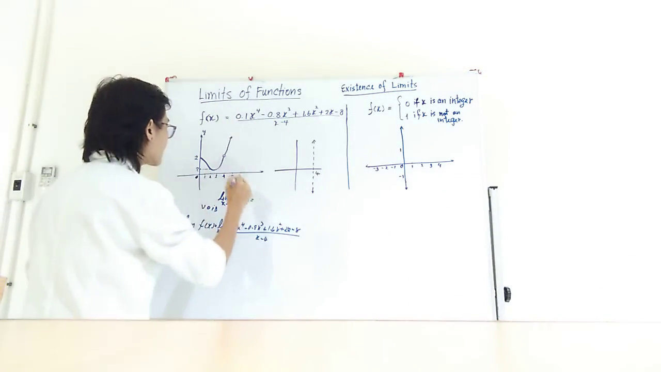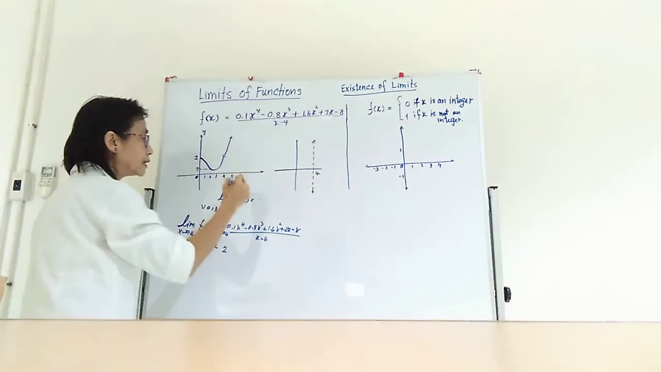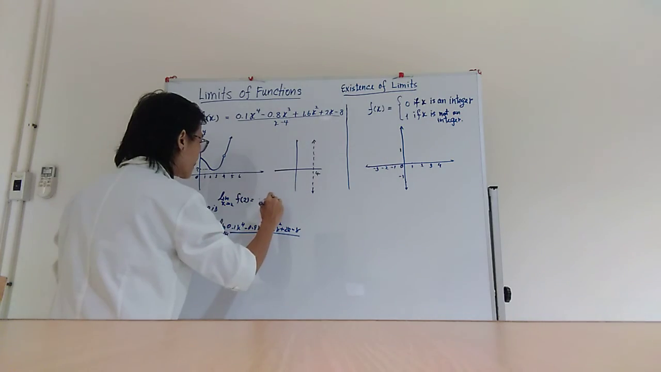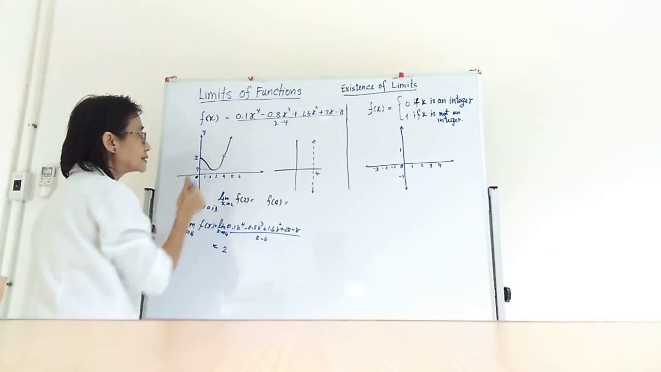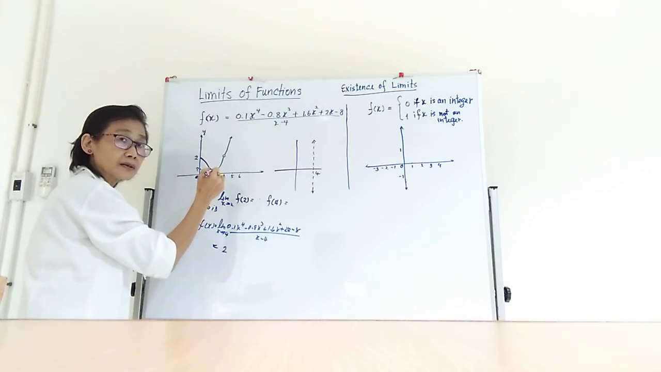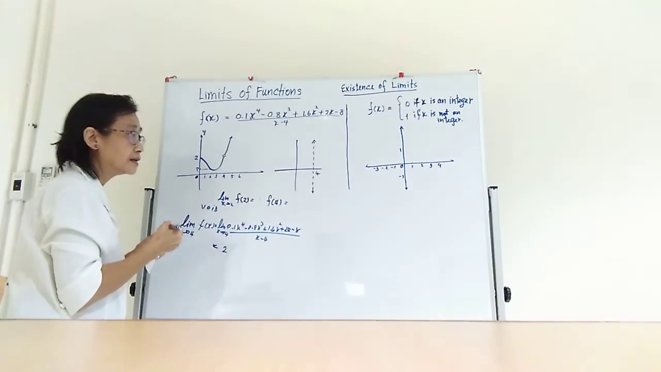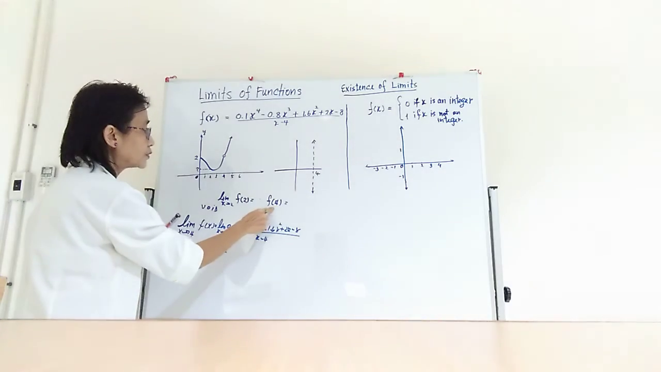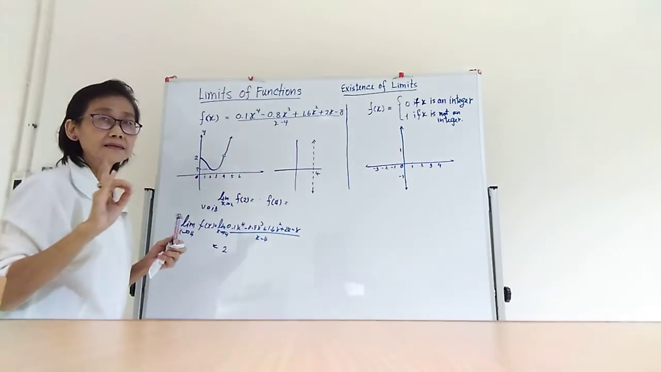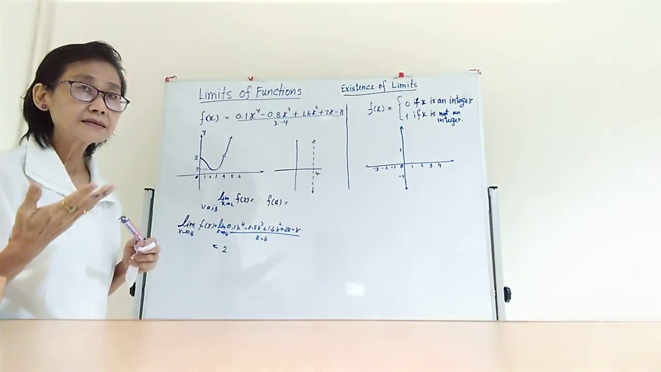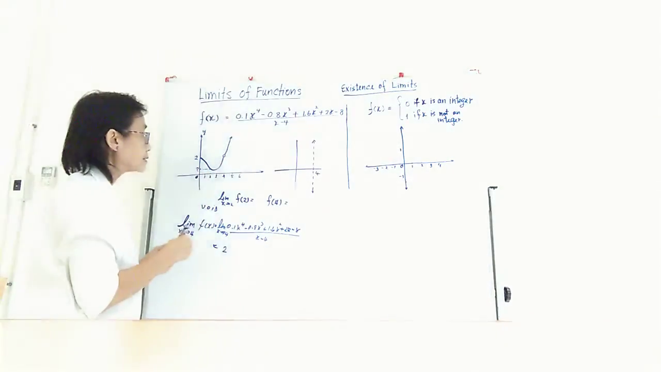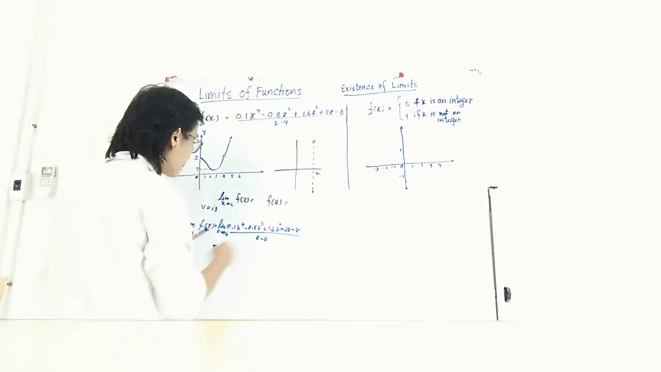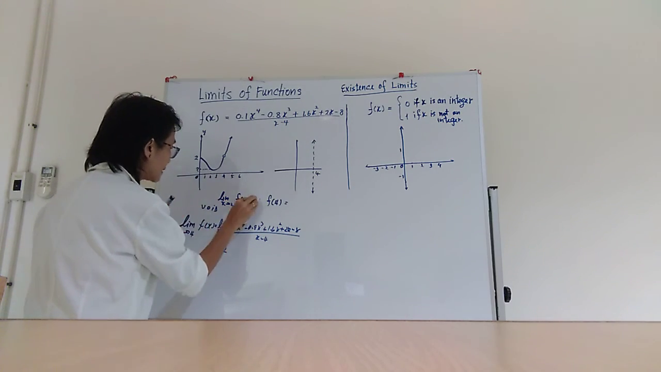But then, still on this graph, if I ask you f of x when x equals 4, what will you answer? Because this is an open dot, or the empty dot. So with f of x when x equals 4, the answer is doesn't exist. No answer because it's open.